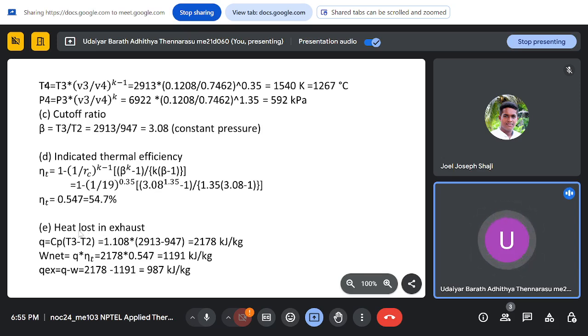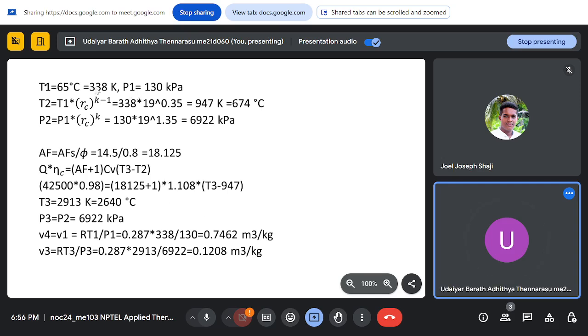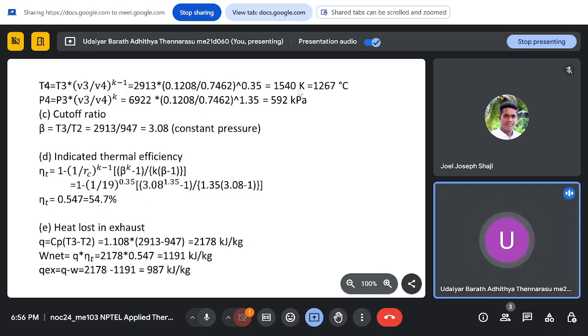So heat lost in exhaust, you can use straight away Cv dT. So you know the temperatures at 4 and 1. So 1 is 338 Kelvin and 4 is 1267. So you can substitute Cv into T4 minus T1 and straight away find out the exhaust Q, and we can also cross check here.